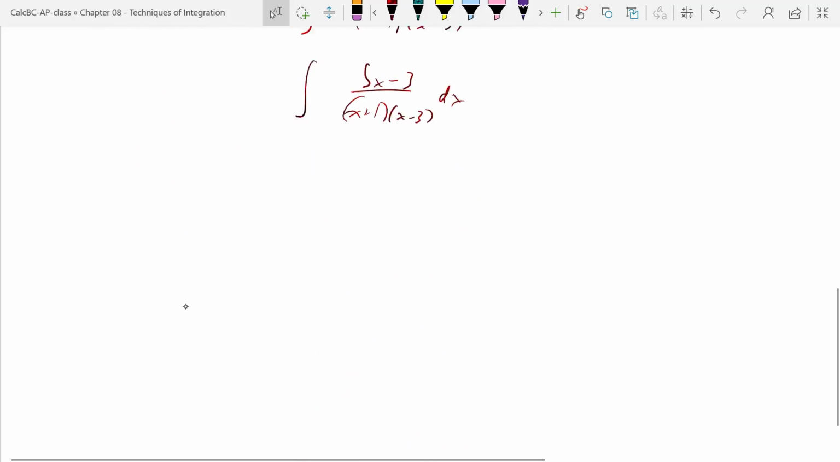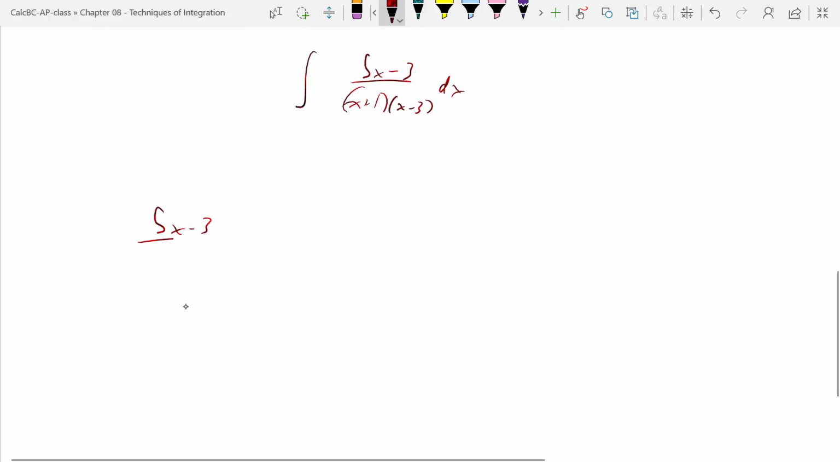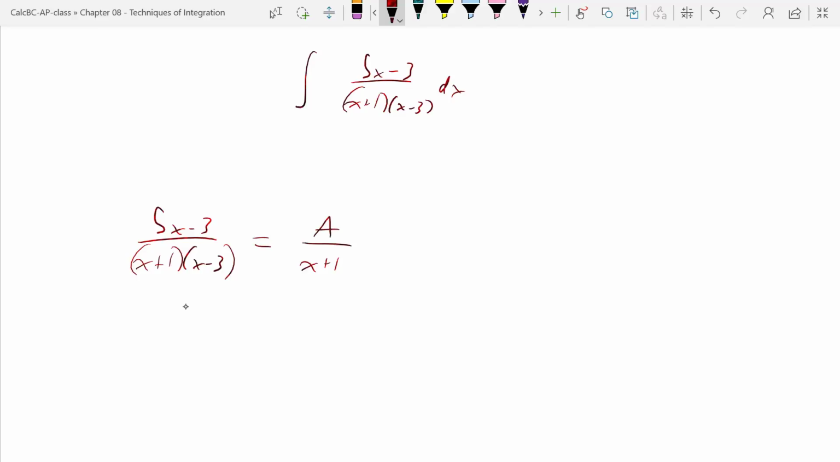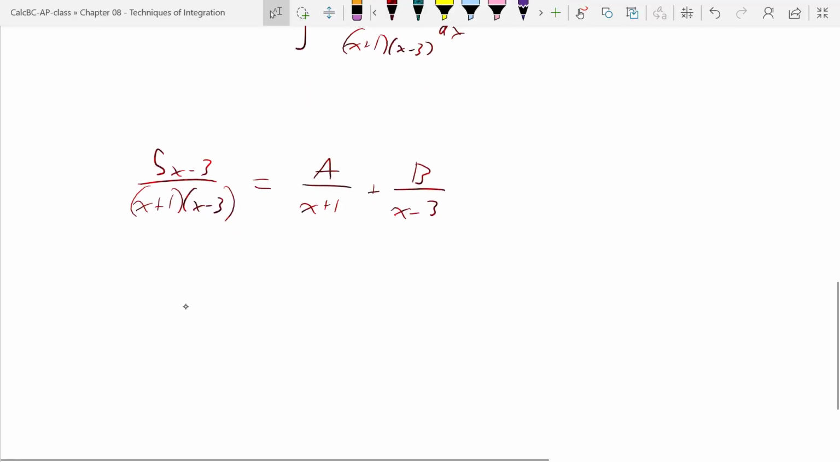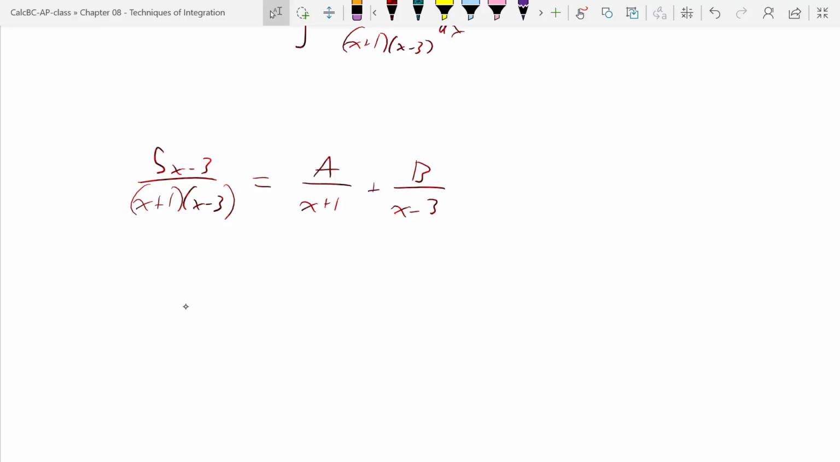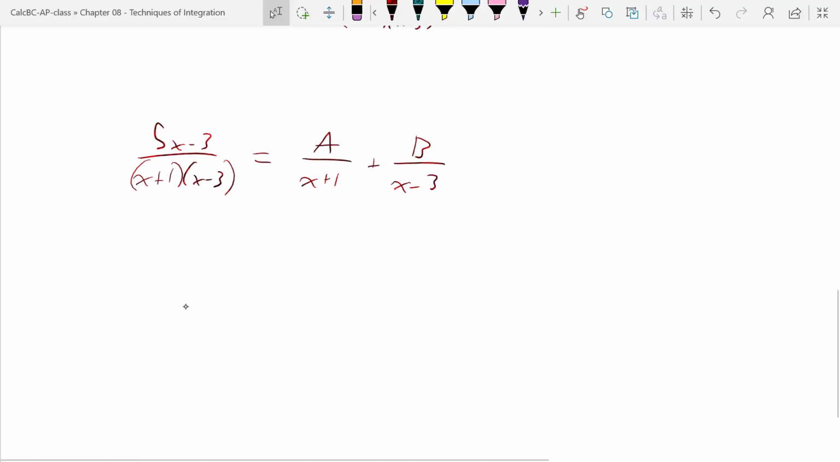I'm going to take this form again, 5x minus 3 over x plus 1 times x minus 3, and realize this is an algebra technique, not a calculus technique, to split this into two fractions. What I'm going to do is say that it is equal to something over x plus 1 plus another something over x minus 3. I know that those have to be something, but let's add them back together.